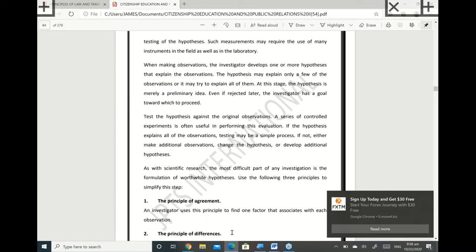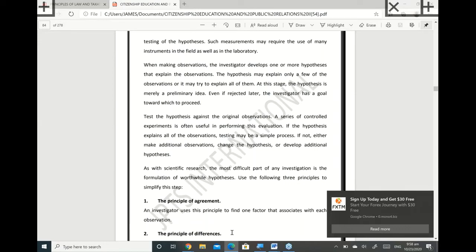Then, when making observations, one or more hypotheses may explain the observations. The person may explain only a few; all this is merely preliminary, and the ideas may change later in the project. The investigation has a goal towards which to proceed. Then test the hypothesis. You need to test your hypothesis. Maybe one thing leads to another, to explain all of the observations.